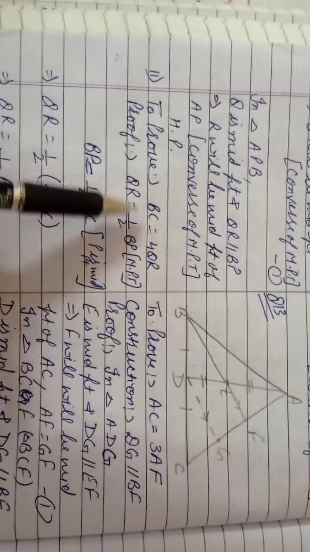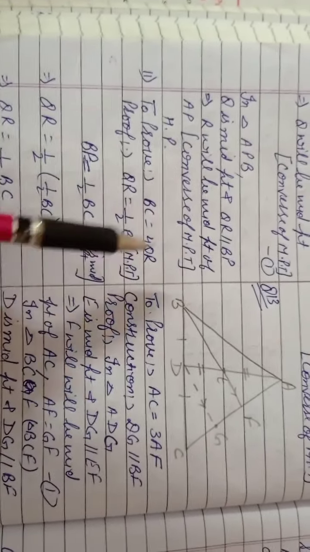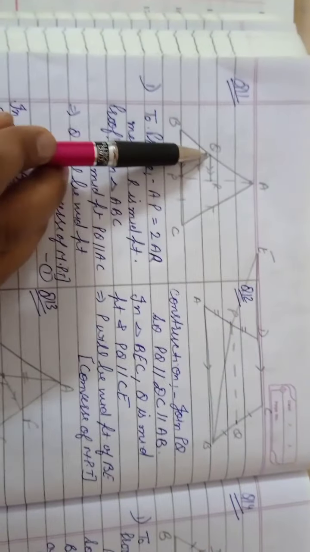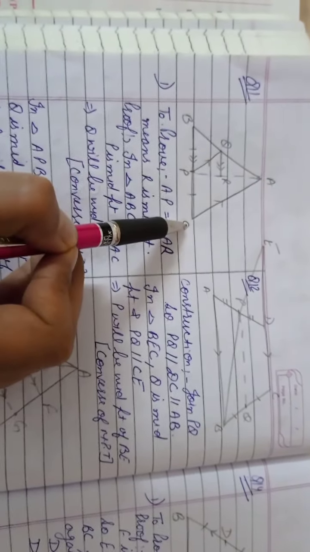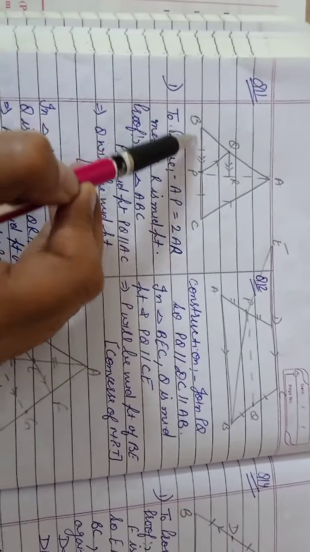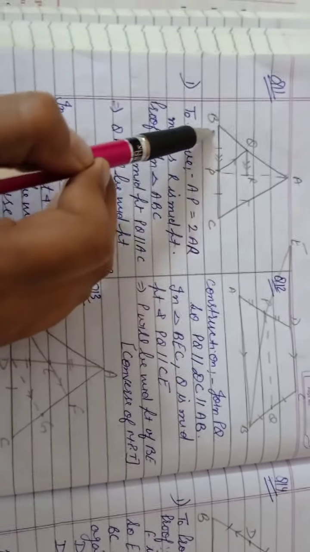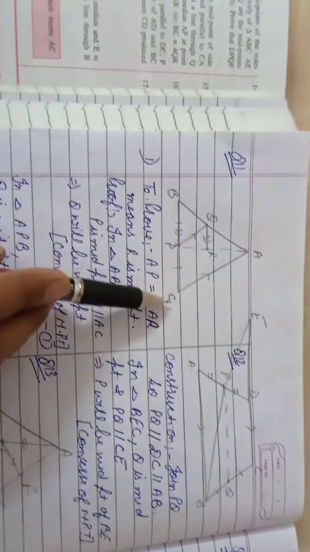Second part, you have to prove BC is equal to 4QR. BC is 4QR. Very simple, children. P is the midpoint of BC. Now you take triangle ABP in which QR is half of BP. I wrote here QR is half of BP. Reason: MPT. And BP, you know that BP is what? Half of BC. Why?